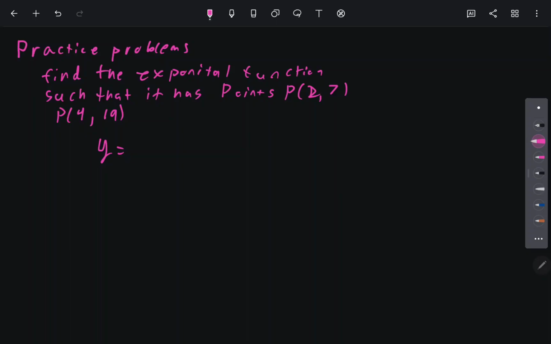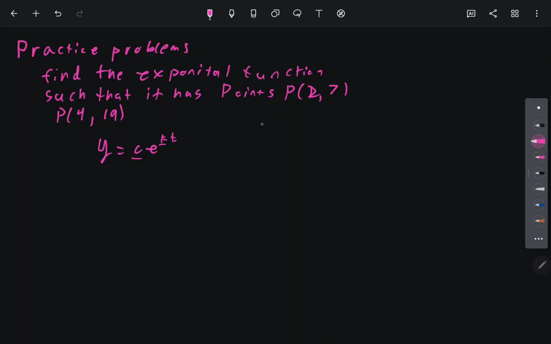y is equal to a, and we're just going to call this base e for the purposes of this. Let's actually change that to be a constant: y = c e to the kt. So let's see, how are we going to do this? We're going to plug in 2 points and solve for the missing variables. More specifically, we want to solve for c and k.